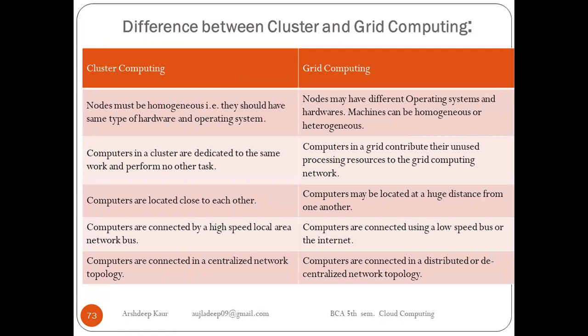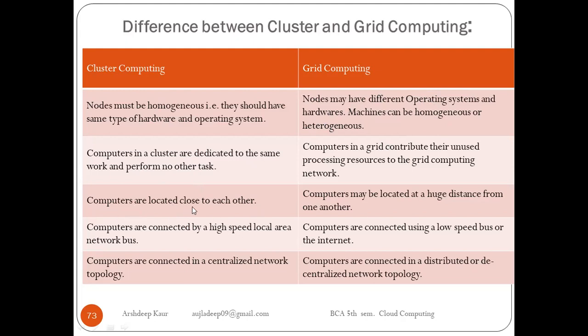Now see the difference between cluster and grid computing. In cluster, all the nodes are homogeneous. Homogeneous means same type. Cluster means same, that's why nodes are of a homogeneous nature. In grid, nodes have different operating systems and different hardware. They can be either homogeneous or heterogeneous. In cluster, all computers perform the same task. In grid, they can perform different tasks.